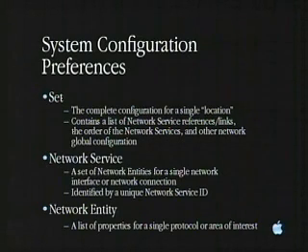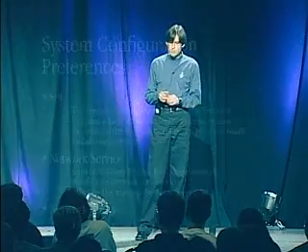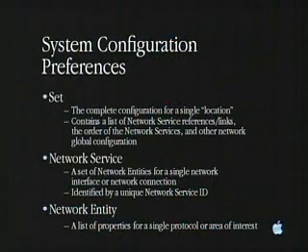A network service, what we mean by that is a collection of network entities, which are just a set of properties for a specific area of interest, which I'll mention in the next slide. But the network service is the configuration for a single network connection or interface. And it's identified by a unique network service ID. A network entity is a list of properties for a single protocol or area of interest. An example there would be IPv4 or PPP. There's a set of properties that are associated with the protocol or the area of interest.